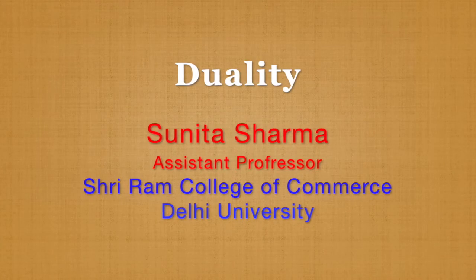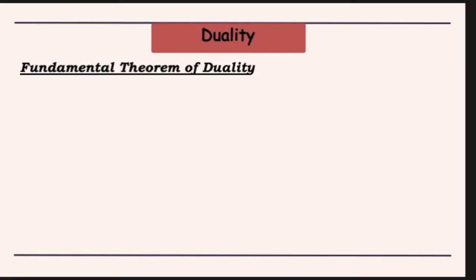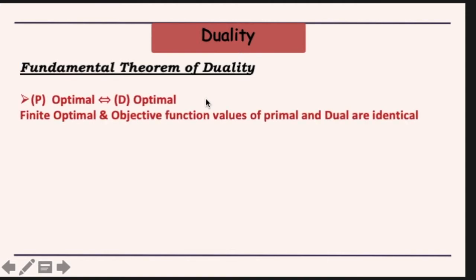So in this video tutorial, I'll be telling you how to solve one of the problems and obtain the solution of its dual. For this, let us take up the fundamental theorem of duality first. So, let us see what are the statements of this theorem. The first condition says that if one of the problems, the primal or the dual, is optimal, it would indicate that the other problem is also optimal.